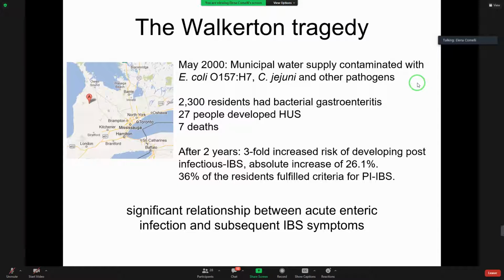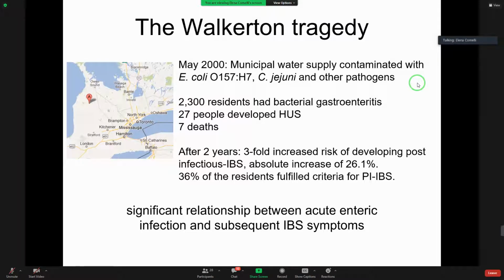Unfortunately, the water supply was not properly chlorinated, which resulted in the municipal water being contaminated with E. coli O157:H7, the one that we just discussed, but also Campylobacter jejuni and other pathogens. So the residents were drinking and using contaminated water. 2,300 people developed bacterial gastroenteritis, 27 of them developed hemolytic uremic syndrome, and there were 7 deaths.